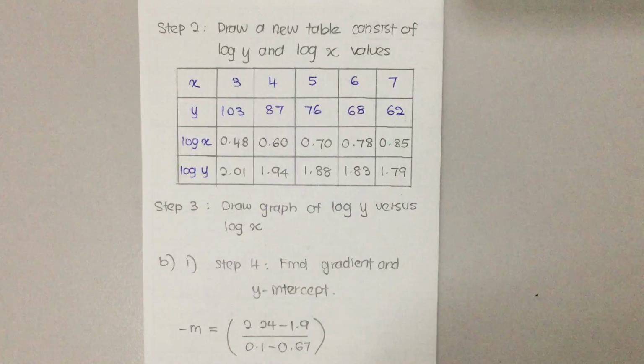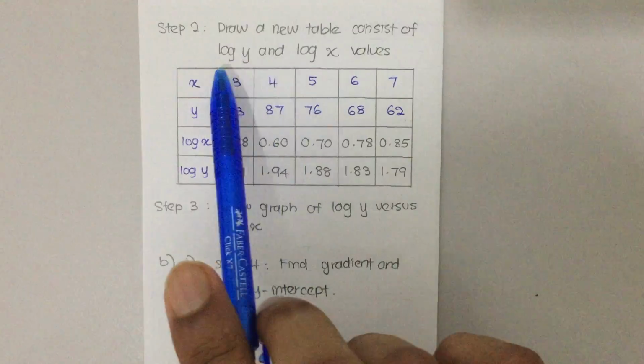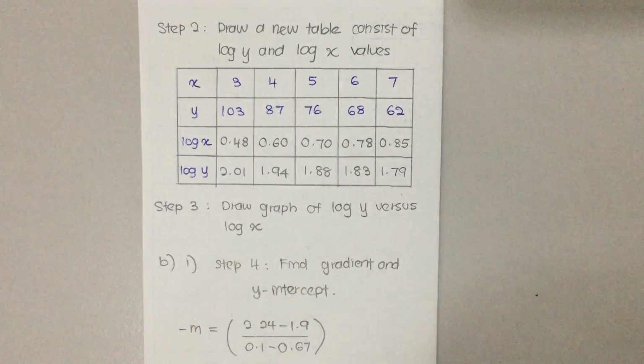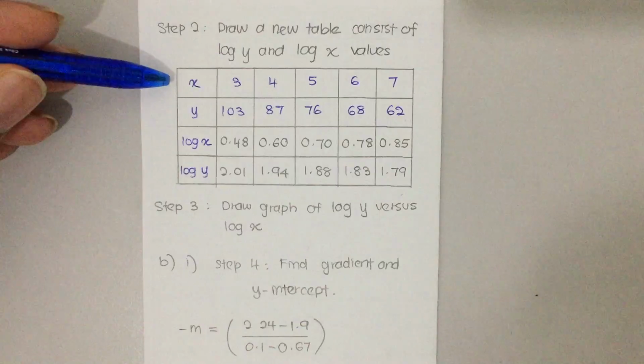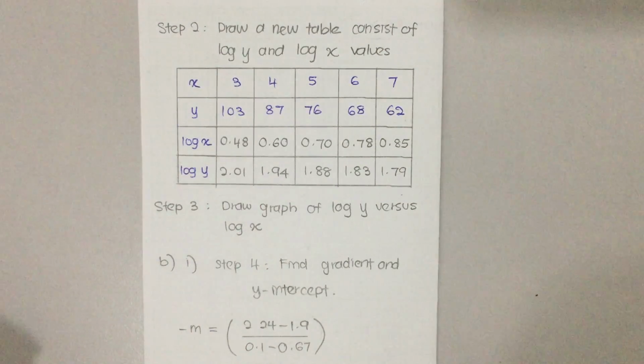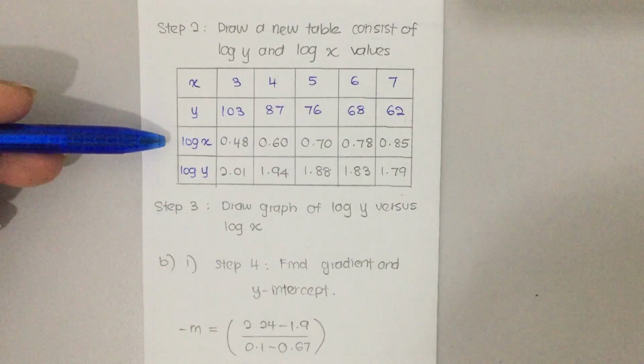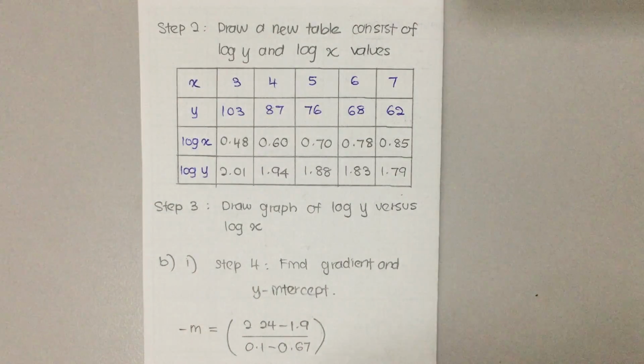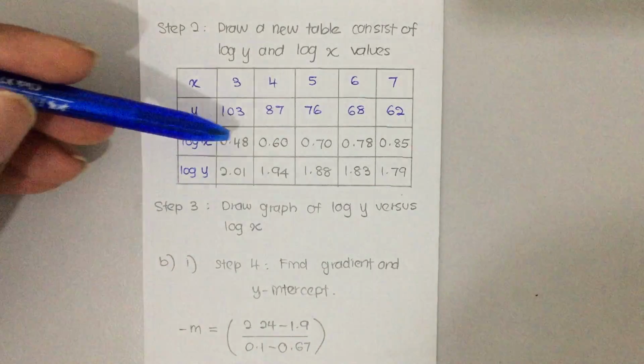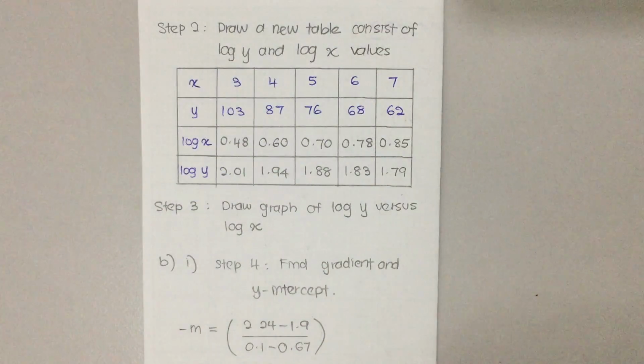Okay. Once we have converted the non-linear equation to linear form, let us proceed to step 2. So step 2 is to draw a new table consisting of log y and log x values. In the question, they've already provided the x and y values. The only thing we need to find is the additional two values, which are log x and log y. Once you've found all those values, now you can proceed with step 3, which is to draw a graph of log y versus log x.